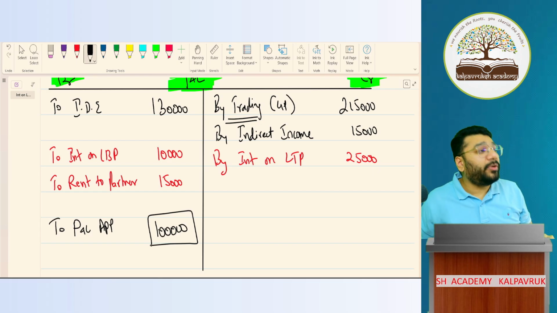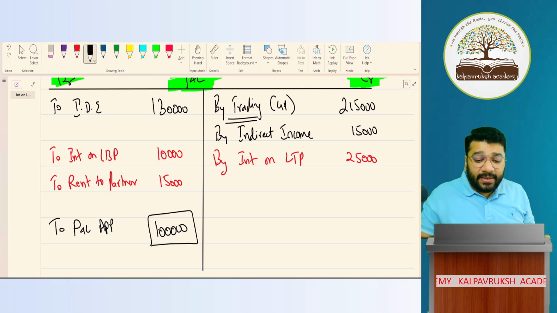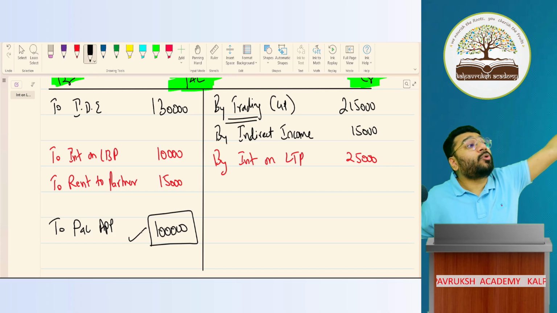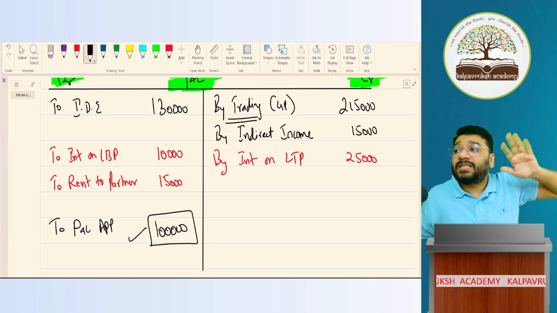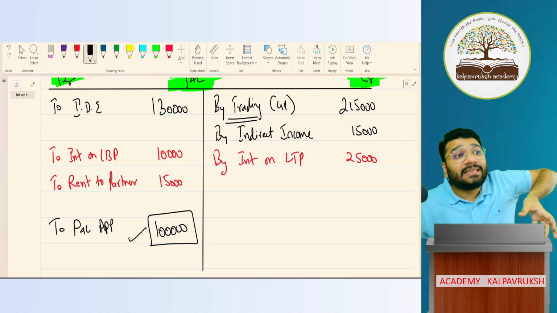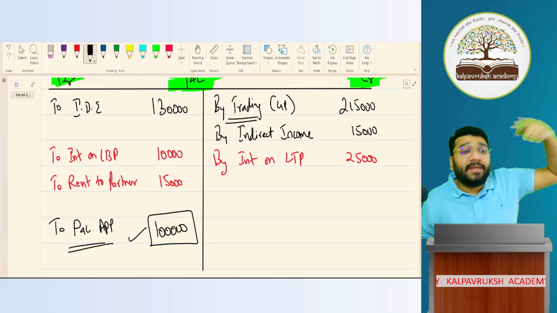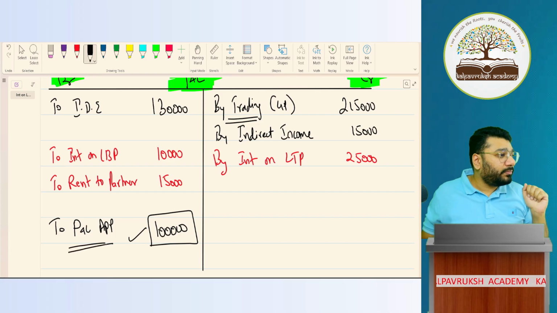Had this been the 11th question, had this been the financial statement of a sole proprietorship concern, then this net profit you'd have transferred to the capital account. But here we can't transfer to the capital account because we are yet to prepare one more step, which is the P&L appropriation account. So I have to transfer this profit from P&L to P&L appropriation account. Got it? Not got it?